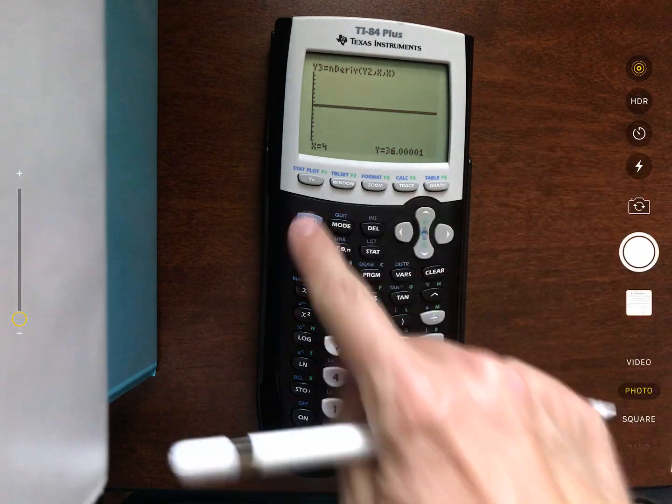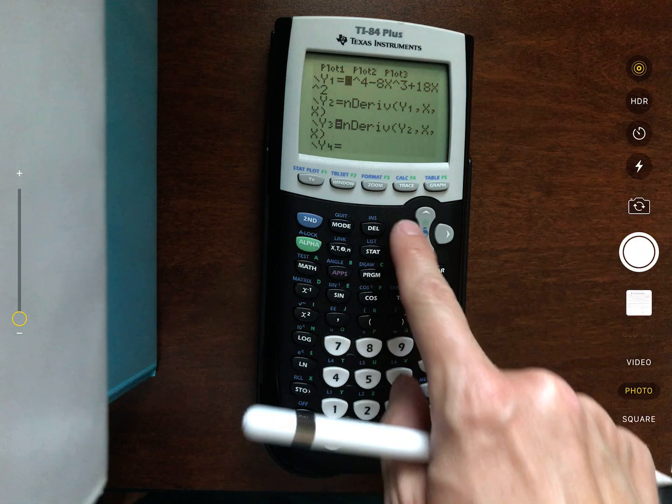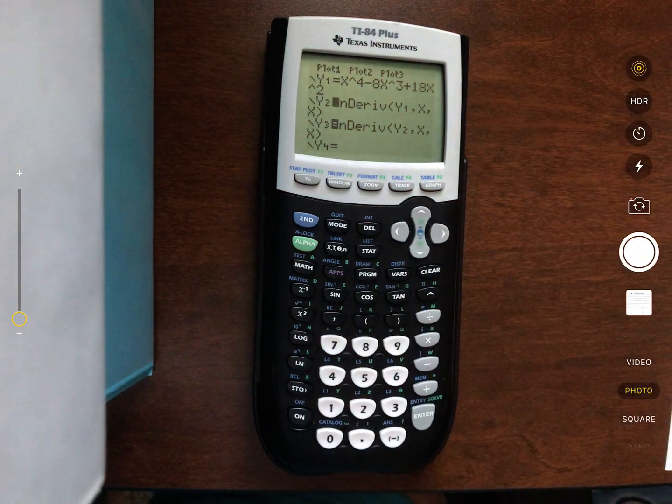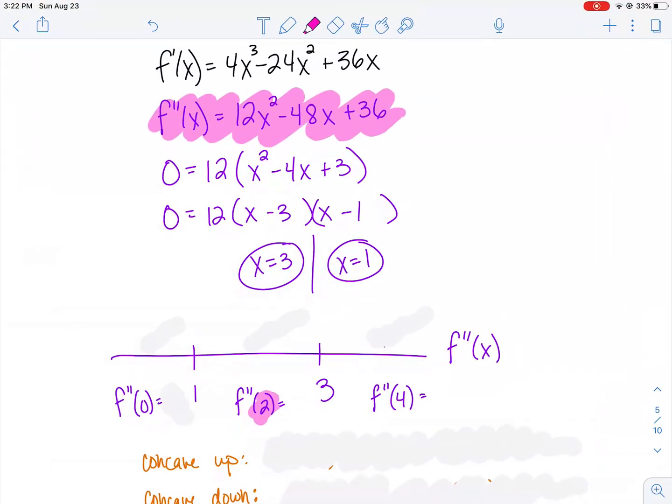You can do the same exact thing. The only difference is you're going to want to highlight your y2 instead of your y3. Pretty cool, huh? All right, let's go back to that example. Let's finish it off. So remember when we entered in 0 into our calculator, it gave us a positive 36.